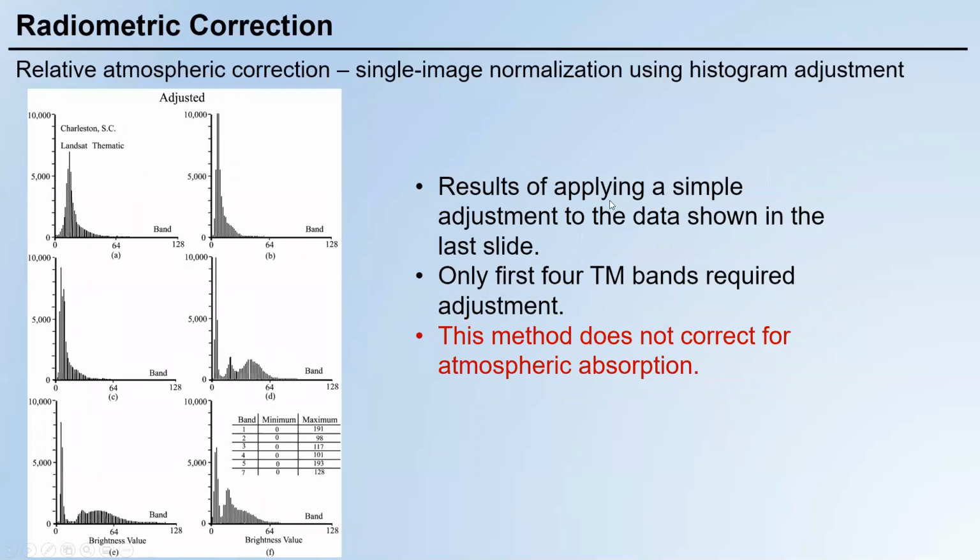Here we have results of applying a simple adjustment to the data shown in the last slide. For bands 1, 2, 3, and 4, minimum values are zeros now. Only the first 4 TM bands required adjustment, right? Visible bands and the near-infrared band. And this method does not correct for atmospheric absorption. It's simply a correction of the drifting of 0. So this is a single image normalization using histogram adjustment.